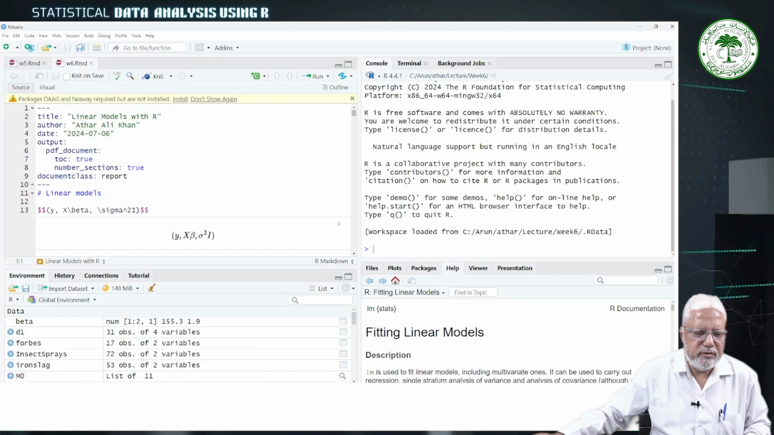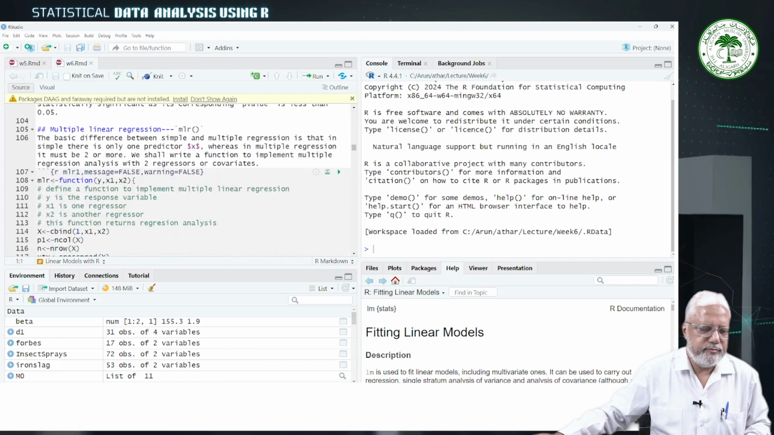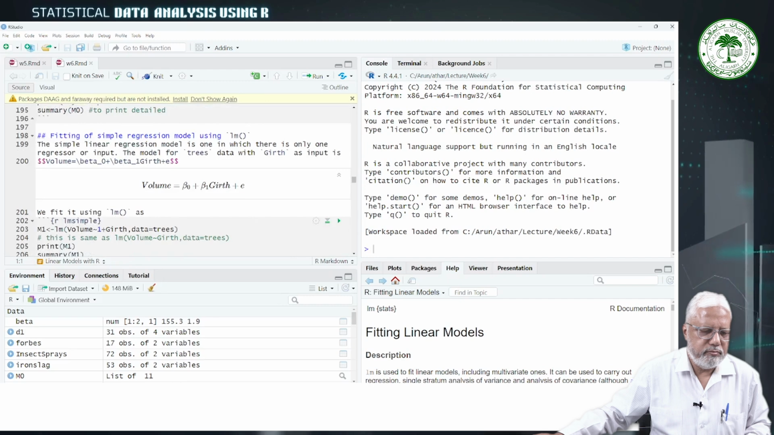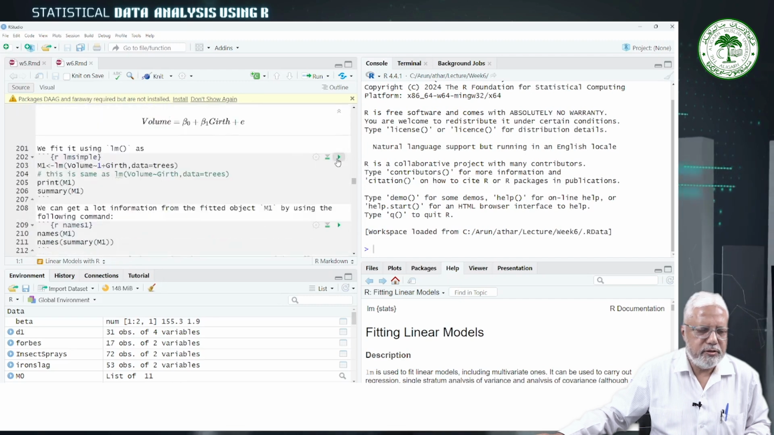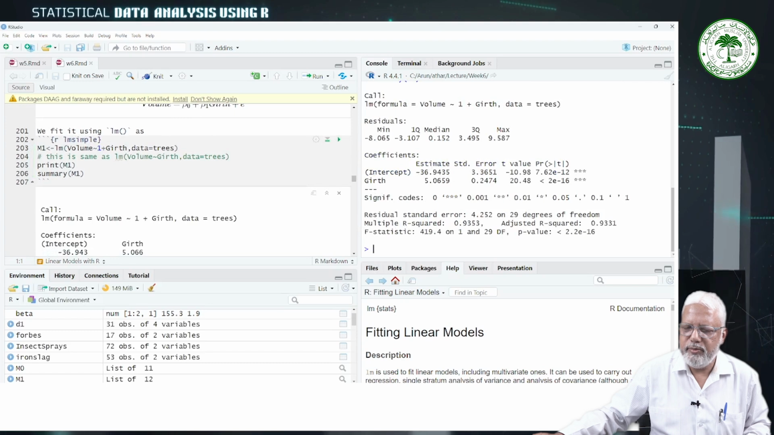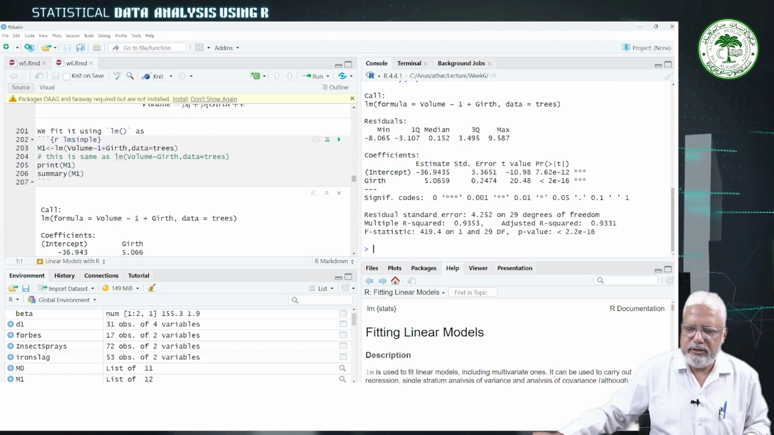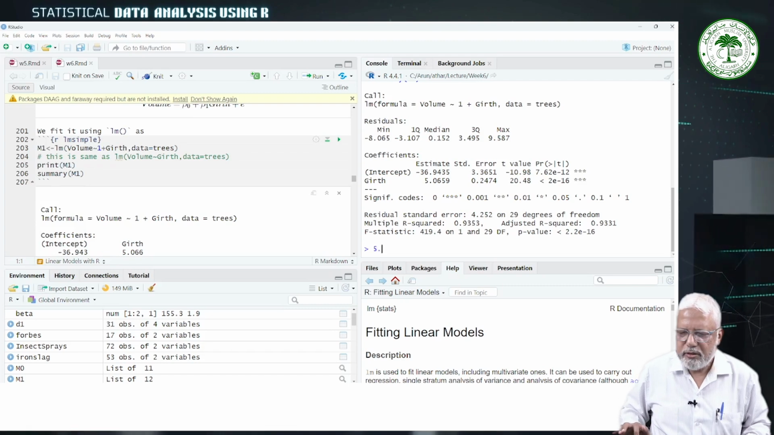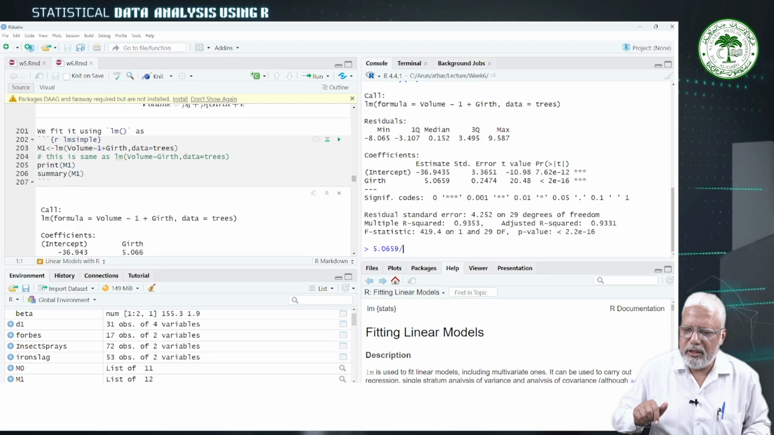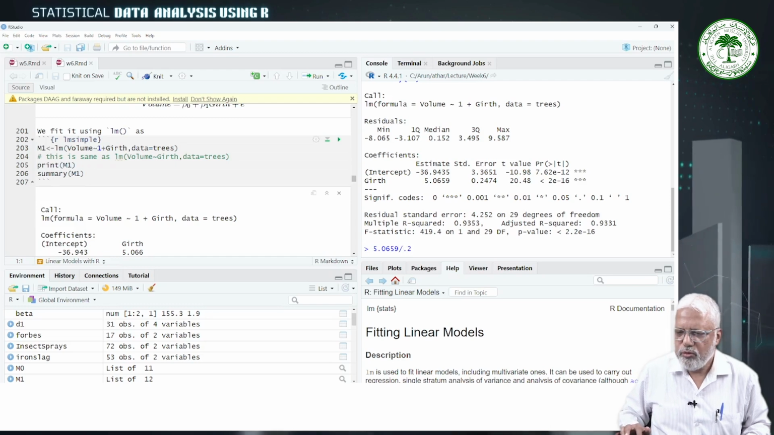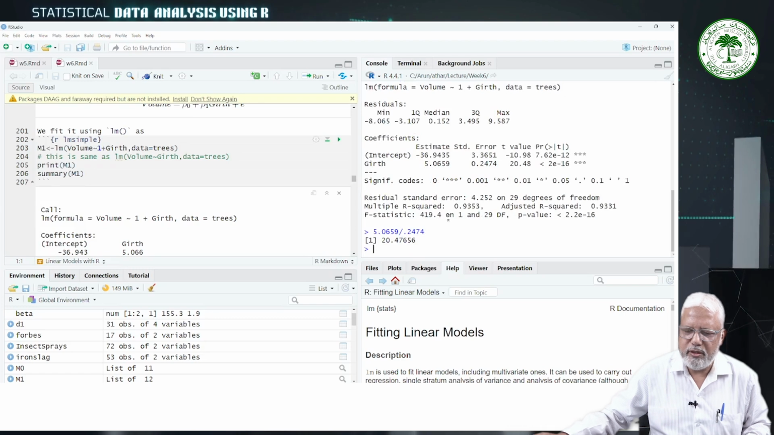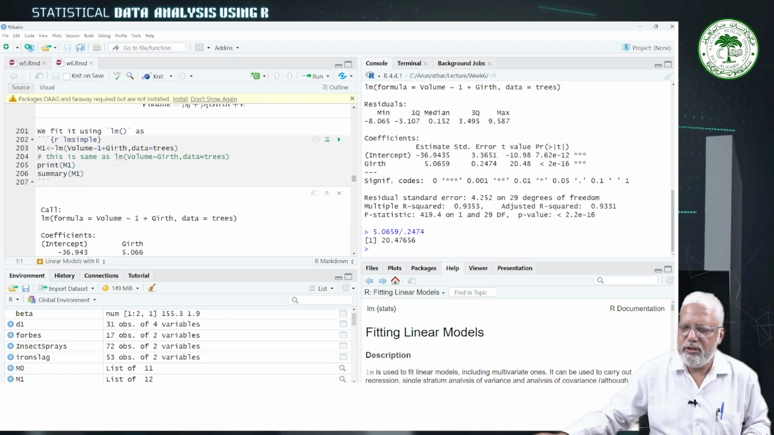Here, see, we run these results. We have already explained what the estimate is. For example, 5.0659 is the estimate of beta 1, divided by the standard error of beta 1, which is 0.2474. If we divide this, we get the t value, 20.47. Divide this by this, we get the t value.